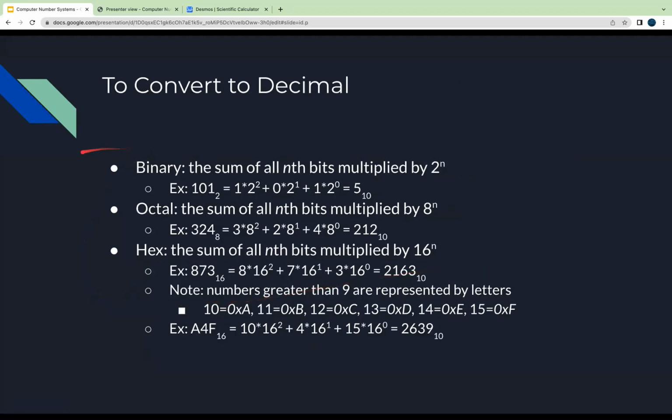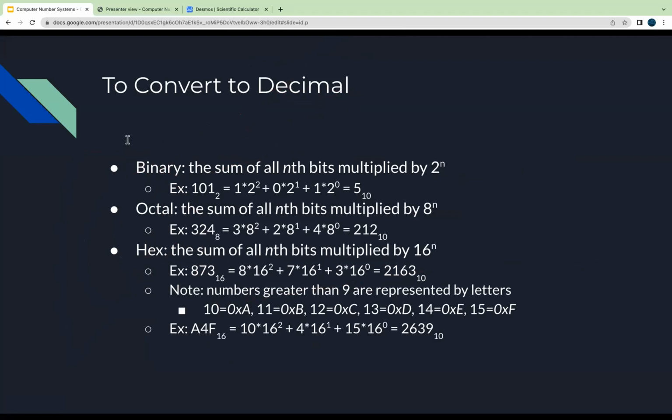Alright, so the first thing we're going to learn is how to convert these different number systems into decimal form, which is our most commonly used form. First of all, we need to know what these things really are. Binary is a number system where you can only count up to 2.